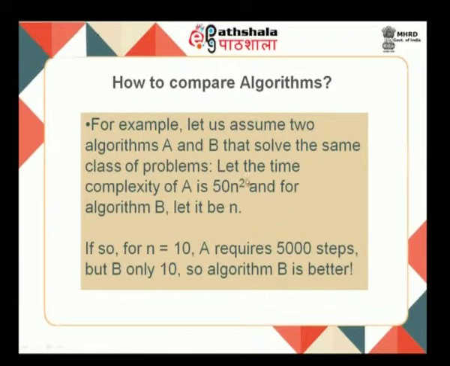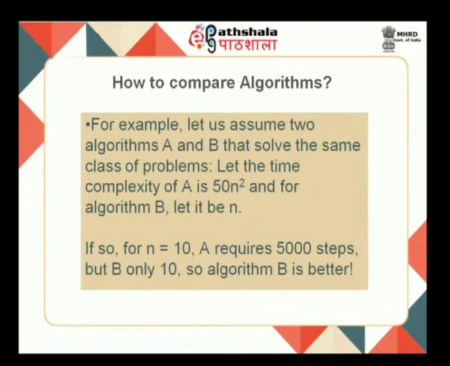Fine. In other words, the best case, worst case, and average case give the various scenarios of how T of n can be. Once we have this analysis, then we can start comparing the algorithms. For example, let us assume that we are given two algorithms A and B for solving a problem. Let us assume that the first algorithm takes 50 n square, that is T of n is going to be 50 n square, and for algorithm B let it be n. If this is the case, find which algorithm I should take.